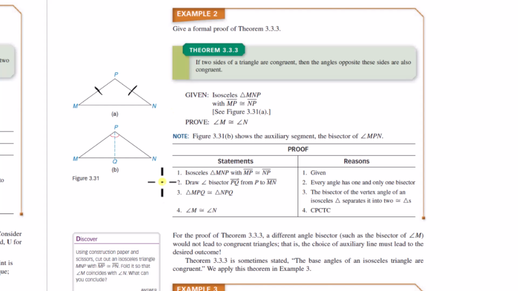Now, this is actually a pretty simple case here because based on the theorem we just talked about, we know that it would be smart to go ahead and add the angle bisector coming from the vertex angle of this isosceles triangle.